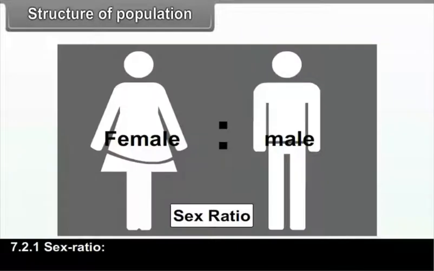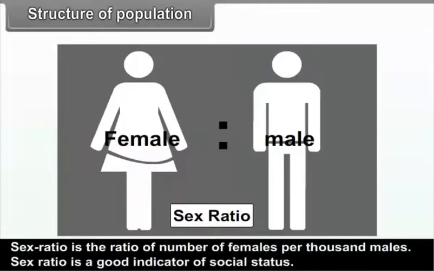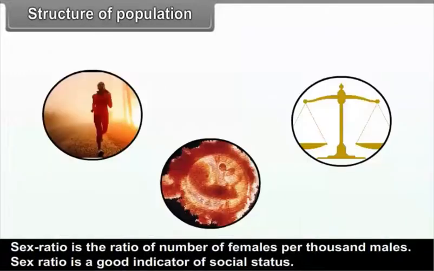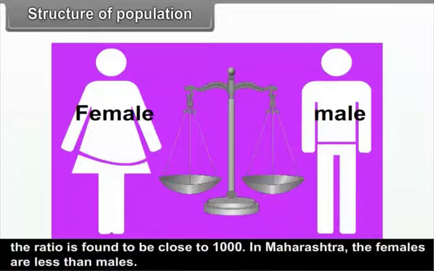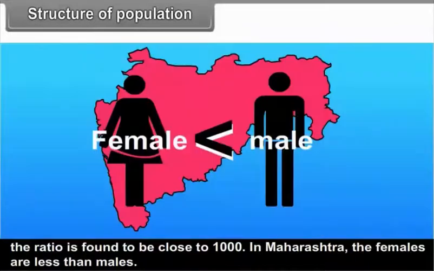7.2.1 Sex ratio. Sex ratio is the number of females per 1000 males. Sex ratio is a good indicator of social status. Where women have a better social status, the difference between the number of males and females is less, and the ratio is found to be close to 1000. In Maharashtra, the females are less than males.